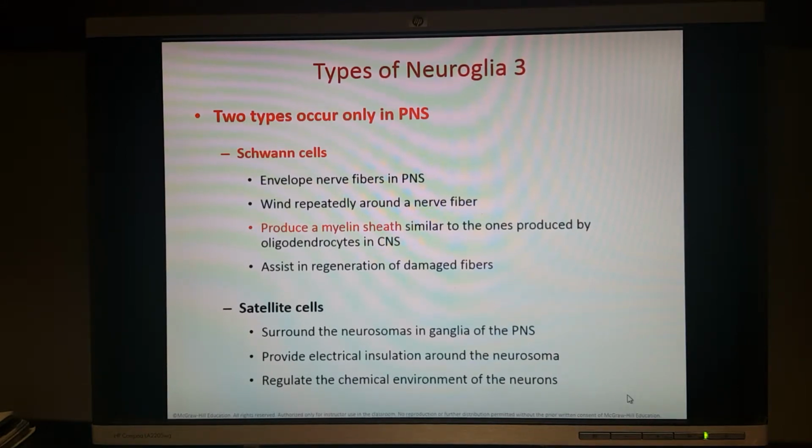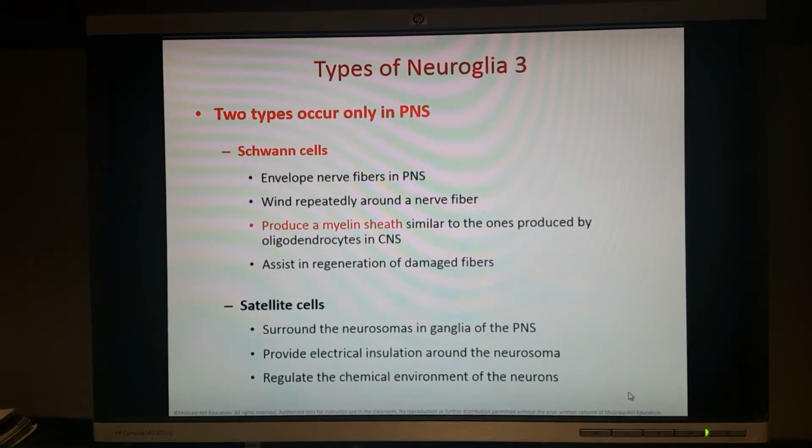The last one is your satellite cell. Not too much of a function that we're going to focus on for this class, but they still help with the function of your peripheral nervous system.